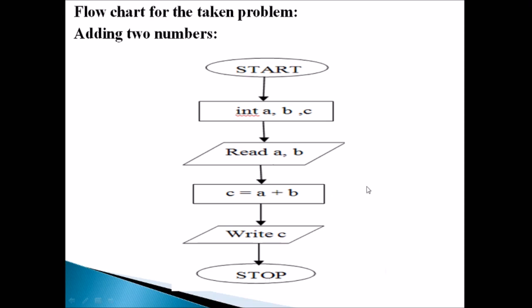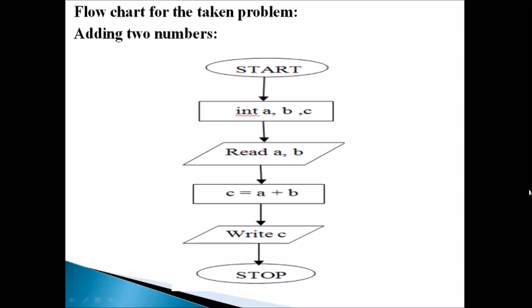Now you just keep in mind start and stop should be given in the oval symbol, and then the declaration statement and processing statement should be within a rectangle symbol, and reading the input and writing the output should be within a parallelogram symbol. So these are the basic things which you should know about the flowchart. Okay, so now we have drawn a flowchart for the taken problem, that is adding two numbers. So this is what about the flowchart.